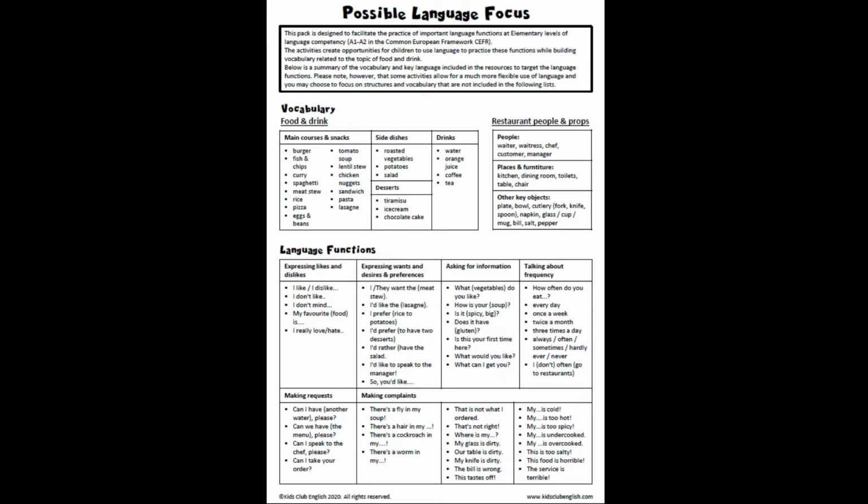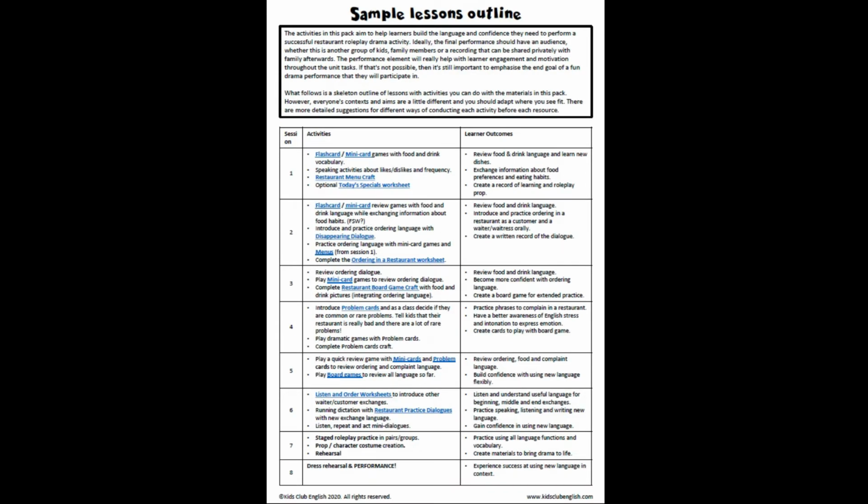There's a sample lesson outline, which is more or less the plan that I followed with my students, and there are the learner outcomes there. Over a series of classes we completed the activities, each one building on the next. During all of that they're preparing the props they need for the restaurant role play at the end.